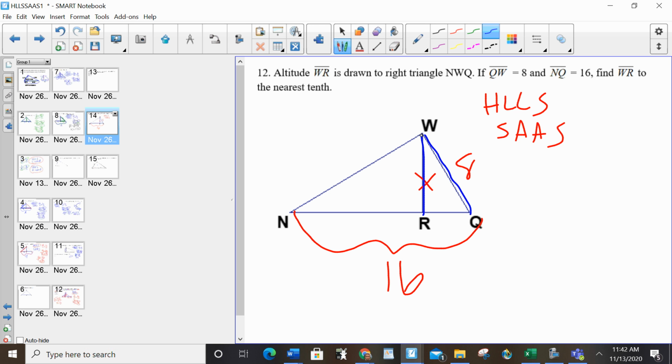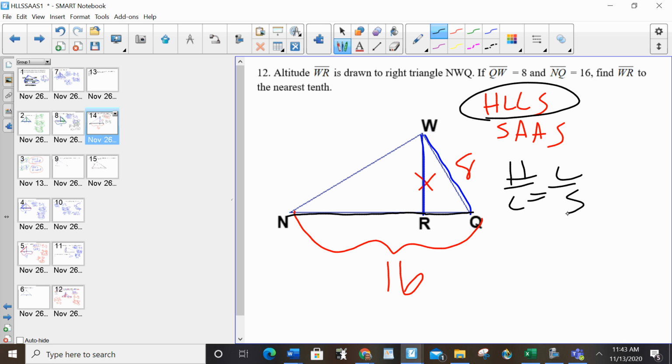Which one do I do first? I do whichever one I can do. In order to find X, I'm going to have to do SAS. But right now, do I have enough information to do SAS? No, I don't know what the segments are. I don't know what the altitude is. I can't do SAS right now. I can do Hills. It's not going to help me find exactly what I'm looking for, but it'll help me find something. And once I find that something, I'll be able to proceed from there. So I'm going to start with Hills.